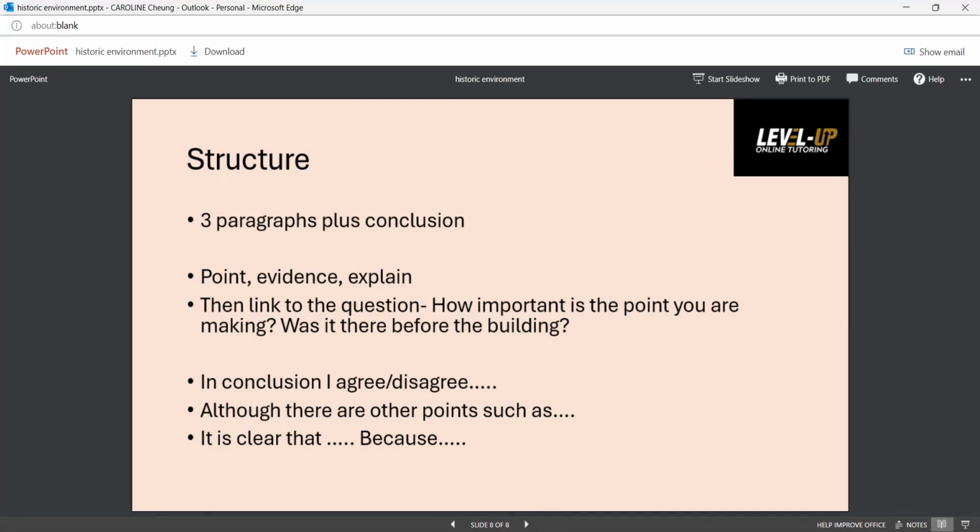Actually, when we go into the details, it's quite straightforward. 3 simple paragraphs plus a conclusion. There's only so much they can ask you. So just make sure you know your site really well.